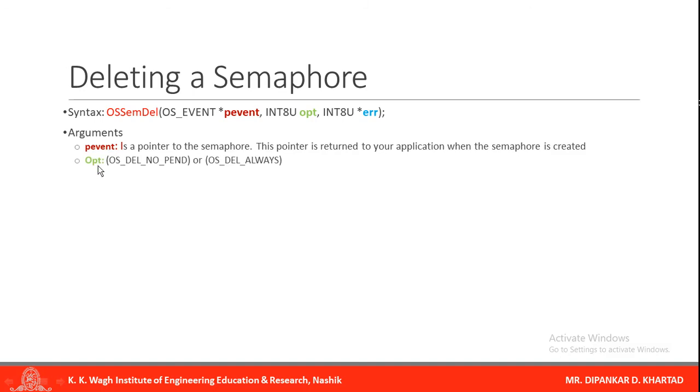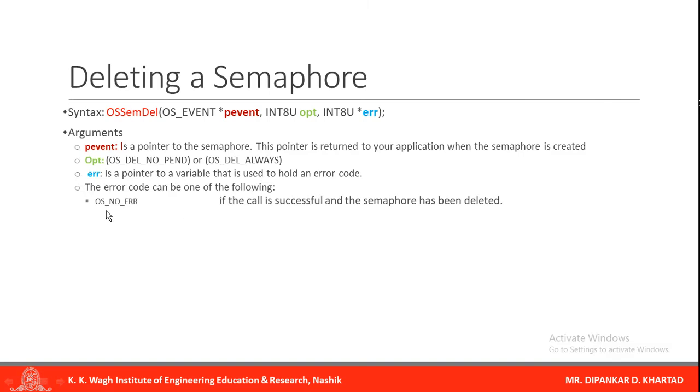Now opt: it has two ways, either OS_DEL_NO_PEND or OS_DEL_ALWAYS. Now the error pointer. Error is a pointer to a variable that is used to hold an error code. There are various error codes. Like OS_ERR_NONE: if the call is successful and the semaphore has been deleted, then the return will be OS_ERR_NONE.